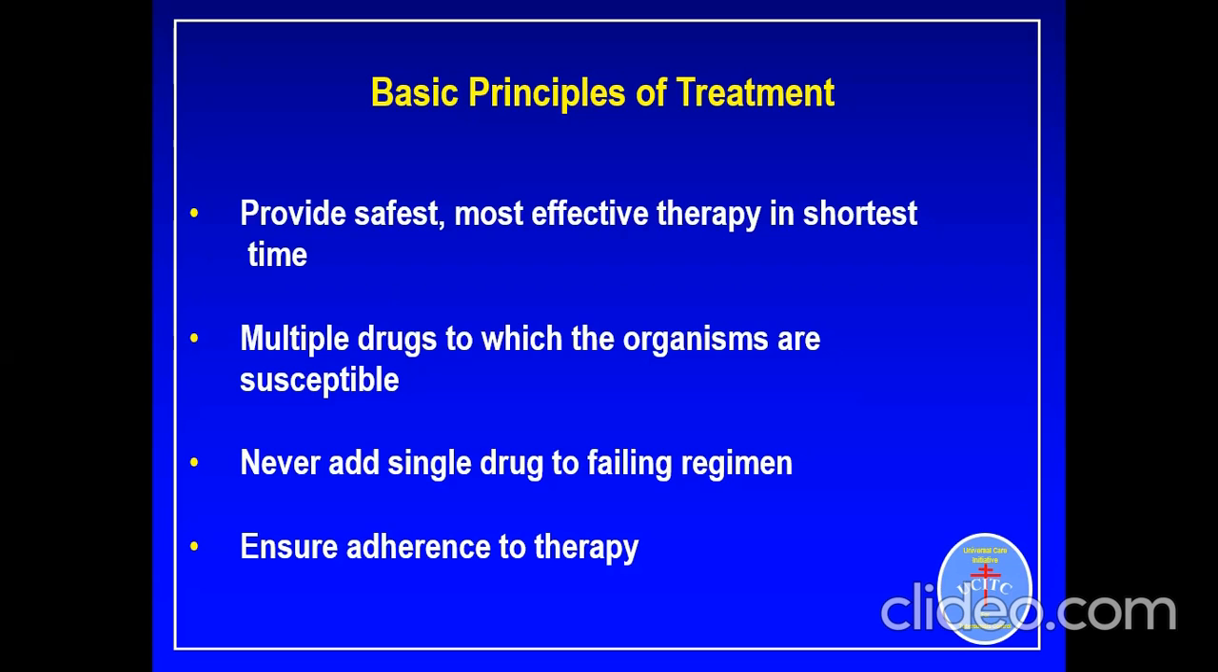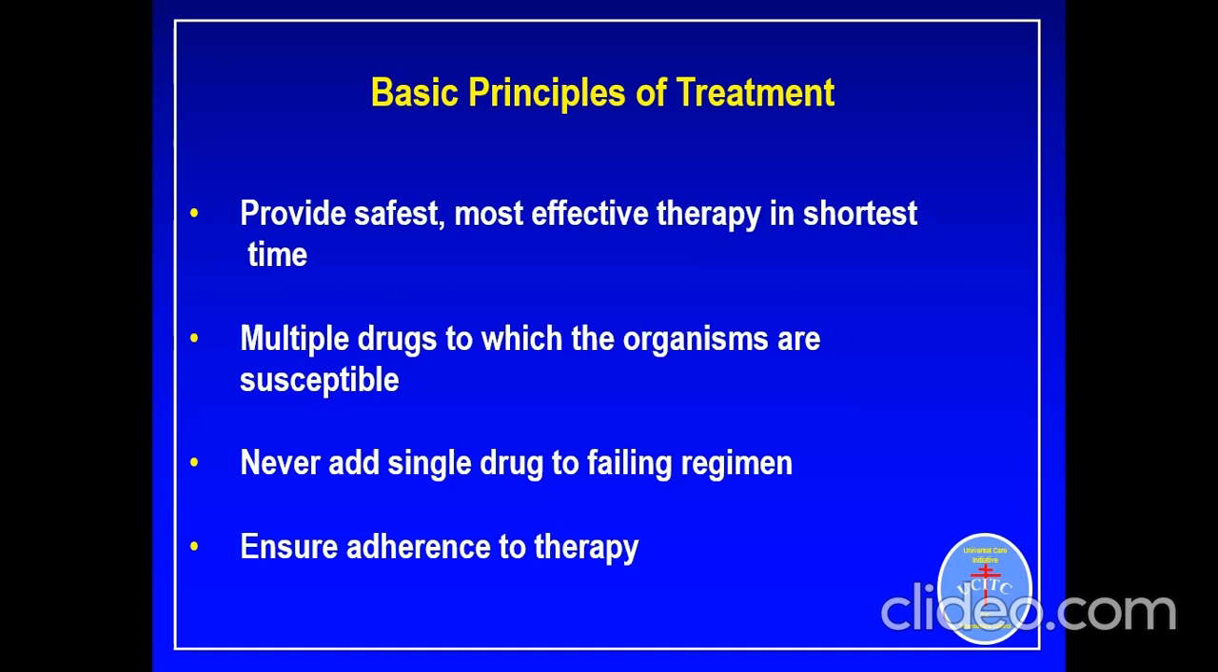So provide the safest. It should be safe. There should be no adverse drug reaction. It should be short so that patients continue with the treatment. And of course, as we have seen, it should be most effective because it should sterilize the lesion of all the TB germs. Normally, we have to give multiple drugs to which the organisms are susceptible, because if you give drugs singly, then there are chances of developing resistance, which was seen in the earlier stages when the drug development was very slow.